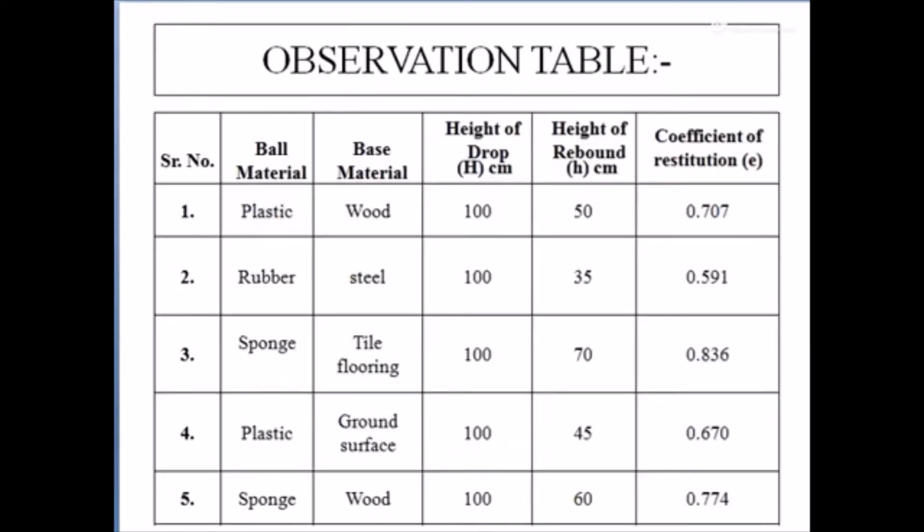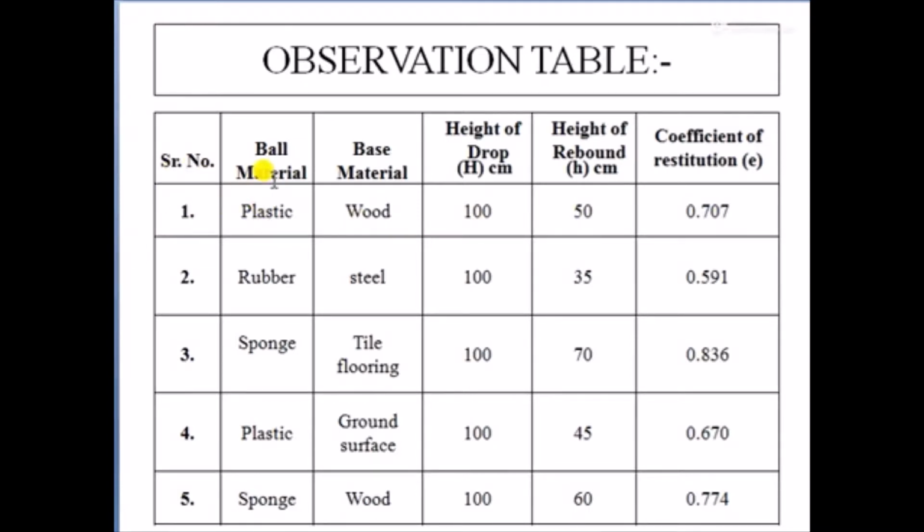Now we will perform the practical and note the readings in the observation table. So I have made a permutation combination of three materials of ball and different materials of flooring. The ball materials I have used are plastic, rubber and sponge, and the base materials on which the ball bounces, the second object, were wood, steel, tile flooring and the ground surface. The practical was done in the same manner. I will explain the first sample calculation, how it was done.